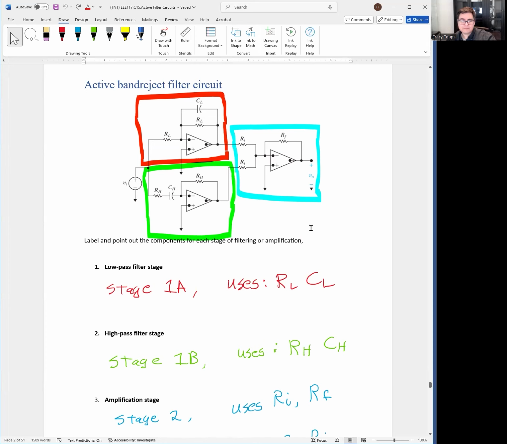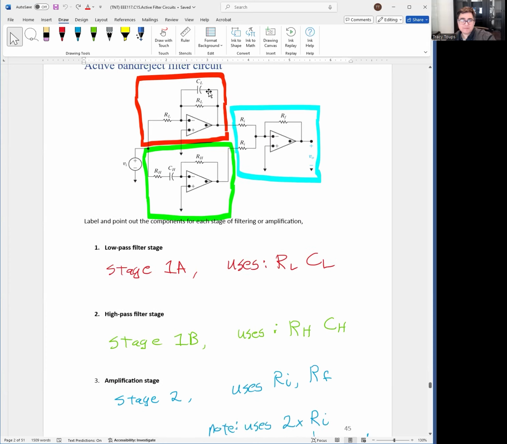Okay. So in terms of the design aspect, you have your low pass stage, stage 1A, which uses RL and CL. The CL and RL up here on the feedback branch create the filtering effect. And then you have RL on the input stage. You typically make these two RLs equal to each other, so your gain is 1, because you don't want to amplify on the filtering stage.